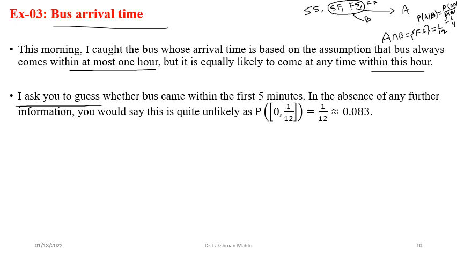First 5 minutes, in the absence of any further information, what would be your answer? Your answer would be that this is an example of continuous probability. Then the probability that the bus will fall in this interval, that the bus will come in this interval.